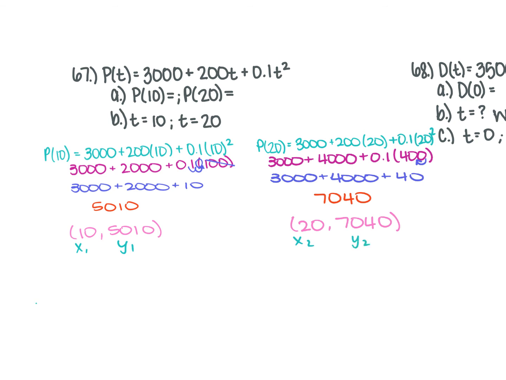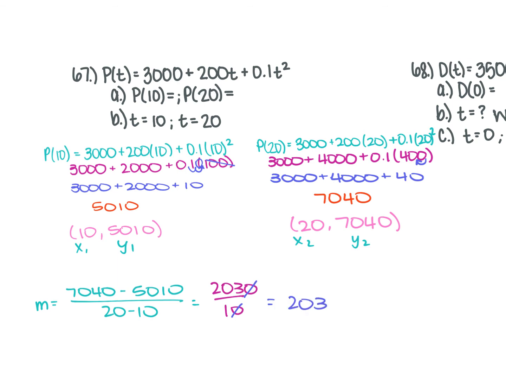So to find our slope, or our average rate of change, we're going to do 7,040 minus 5,010 over 20 minus 10. On the bottom of that fraction, easy, 20 minus 10 is just 10. The 7,040 minus 5,010 is what? 2,030. So if we divide that 2,030 by 10, it gives us 203.